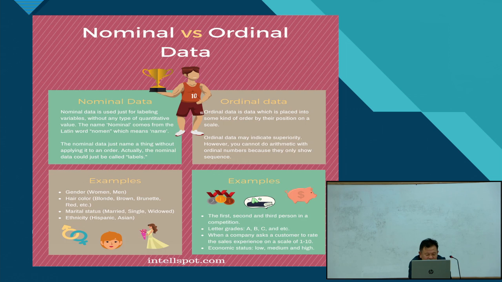Ordinal data is the data which is placed into some kind of order by their position on a scale. Examples are the first, the second, the third person in a competition. Letter grade, as I said, the grade system: A, A minus, B, B minus. And also a company asks customers to rate their experience on a scale of 1 to 10. Last time I talked about the scale.